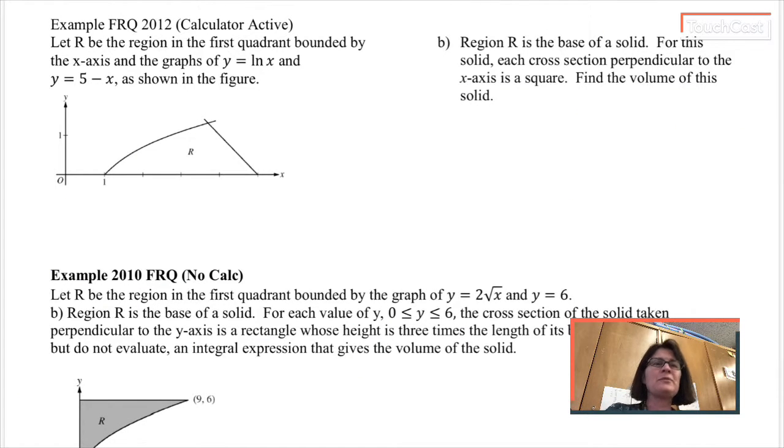Oh my gosh, are there no examples that are not squares? I got another one here. I have a region R as the base of a solid, and I know each cross-section perpendicular to the x-axis is a square. I'm going to find the volume of the solid.